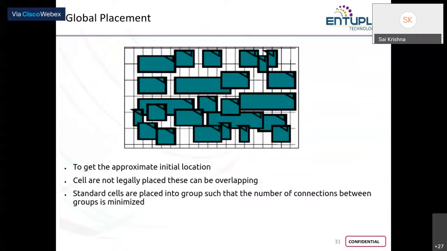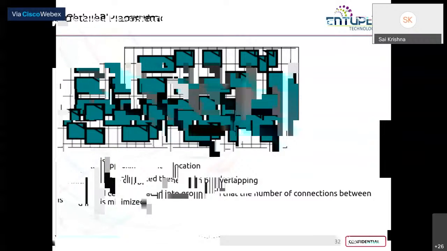Is there anyone who did not understand how placement happens? Because this is very important to understand how your area, timing and power get affected. Okay, I believe everyone got the point. So, global placement is only a trial, whereas detailed placement is the actual placement stage where your standard cells fit between VDD and VSS.